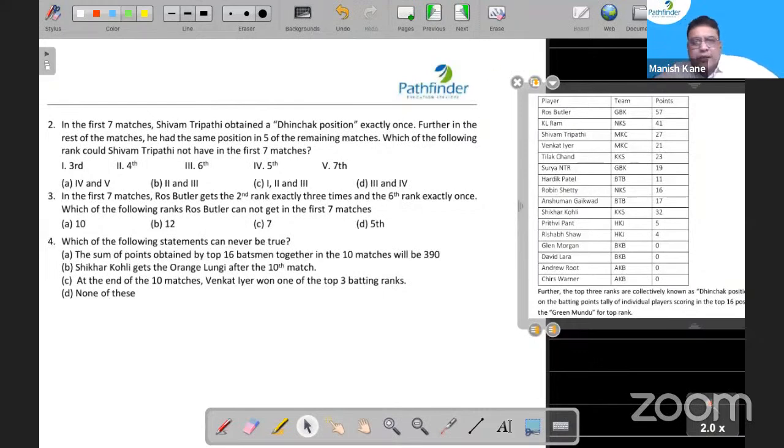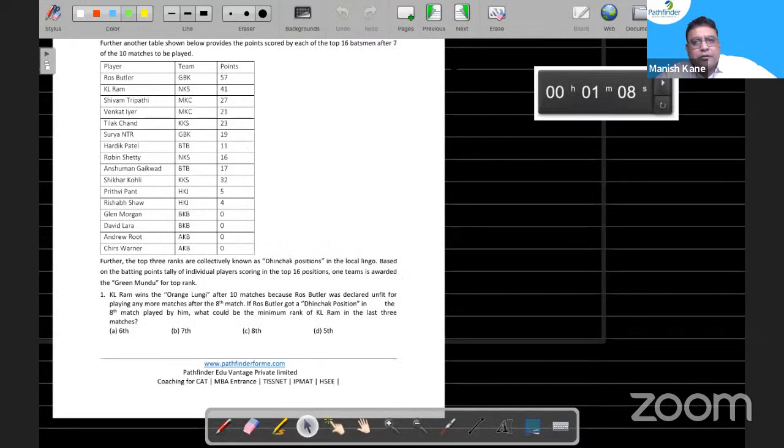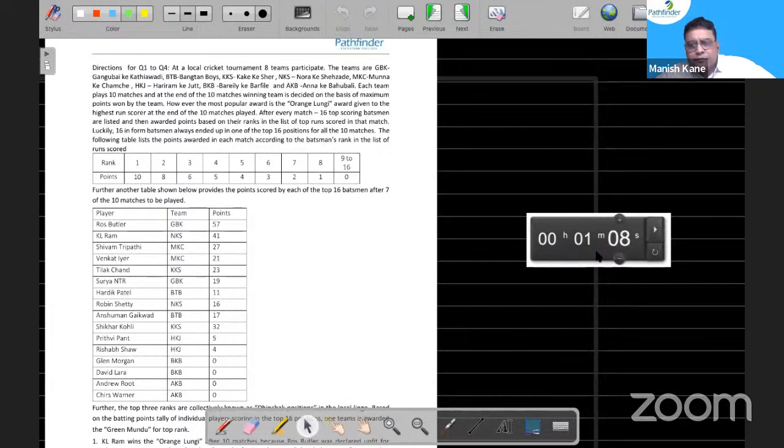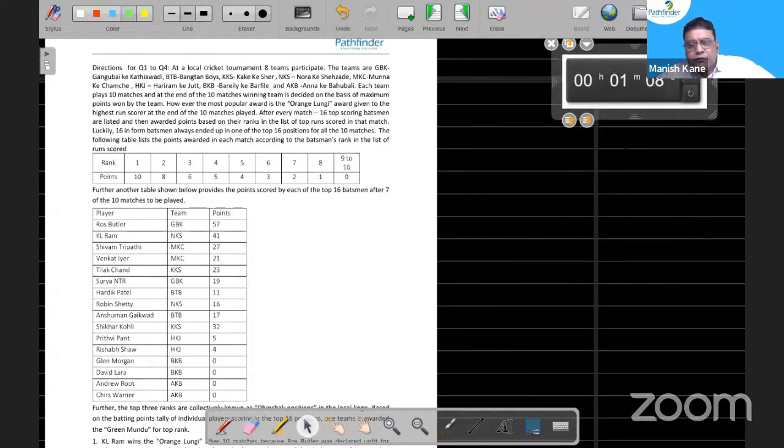Okay, I guess the time is up and we will have to start solving the question. See, this is a typical CAT question, and you know what makes it special? There are two things here. Number one, there is a lot of data, right? One page of data. This is very, very typical of CAT.